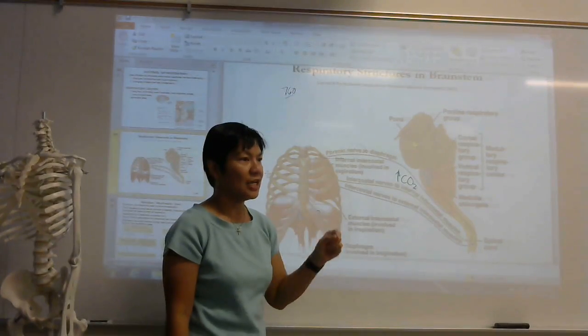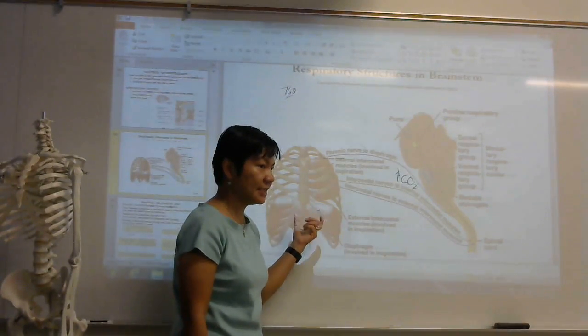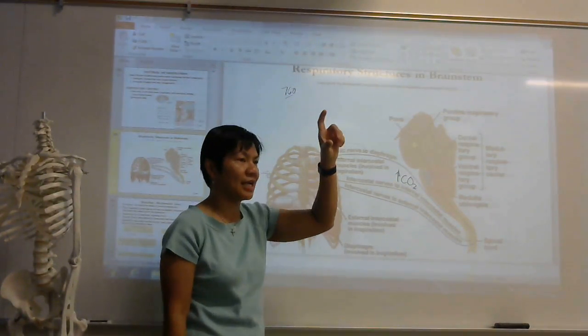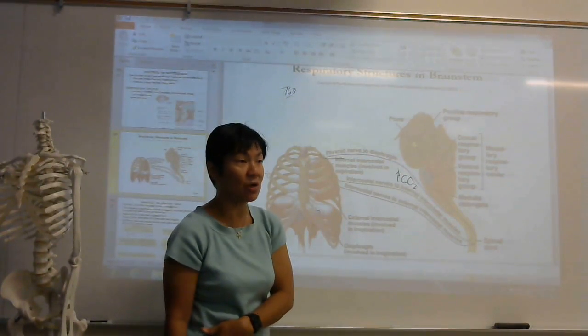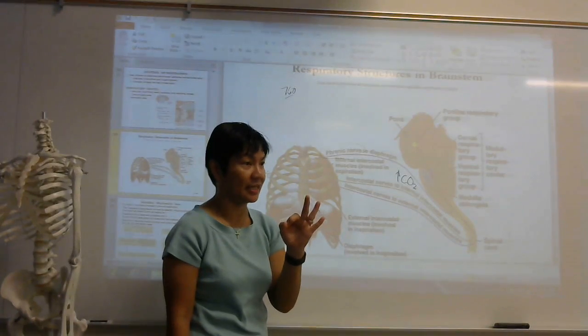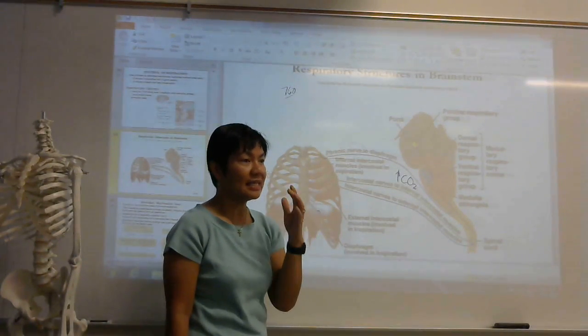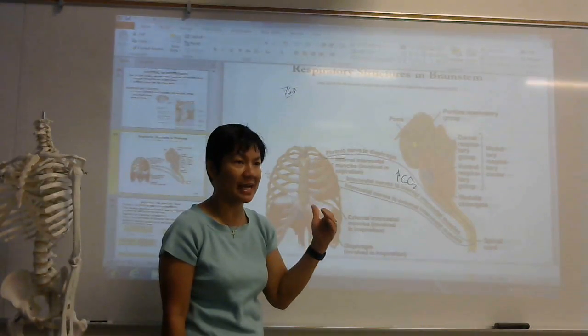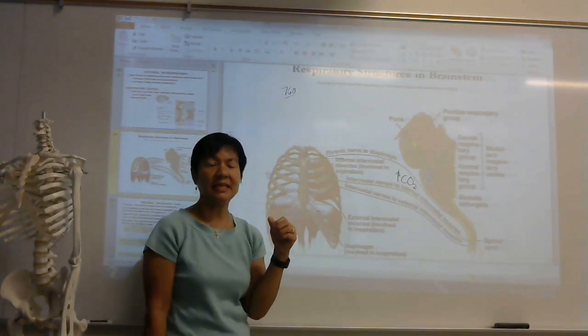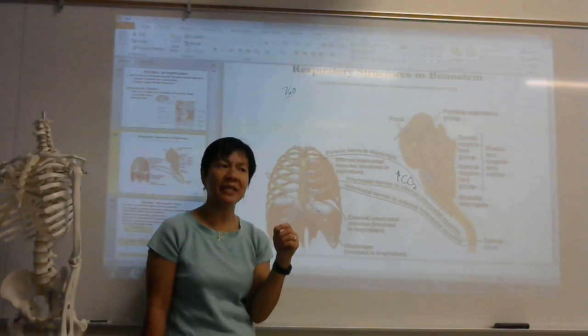Don't forget, the respiratory system regulates carbon dioxide concentration. Your RBC is the one that regulates oxygen. So you breathe not because of oxygen, but because of carbon dioxide. This is why I hope it makes sense now.